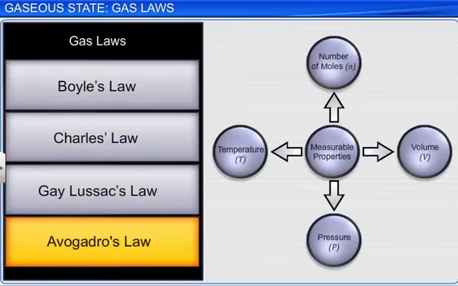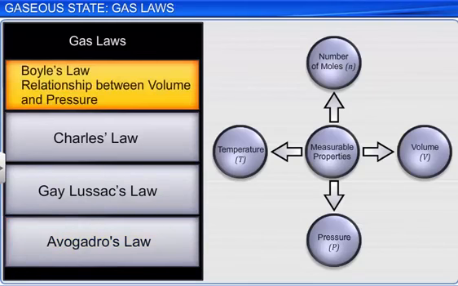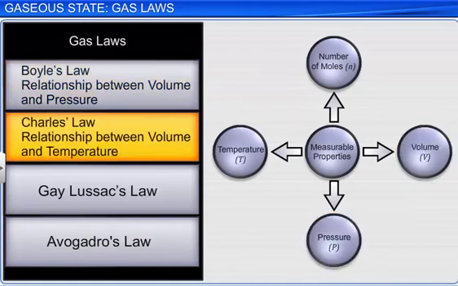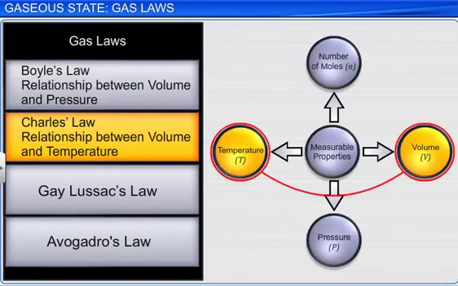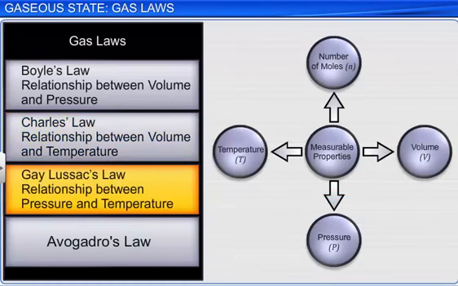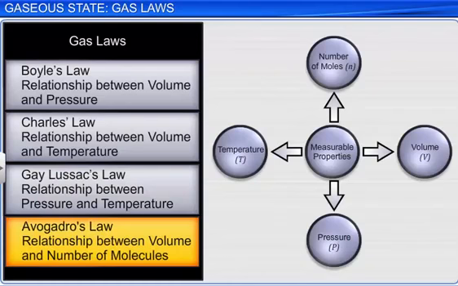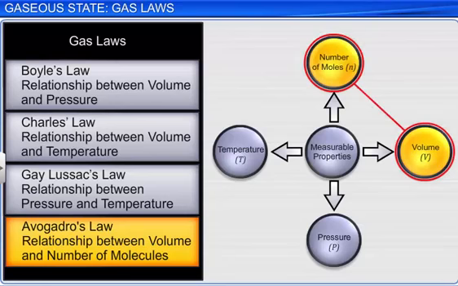Boyle's law expresses the relationship between volume and pressure. Charles' law expresses the relationship between volume and temperature. Gay-Lussac's law expresses the relationship between pressure and temperature. And Avogadro's law expresses the relationship between volume and number of molecules of a gas. Let us discuss each of these laws in detail.